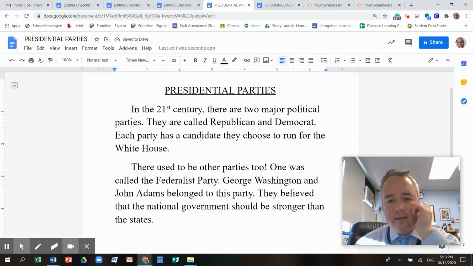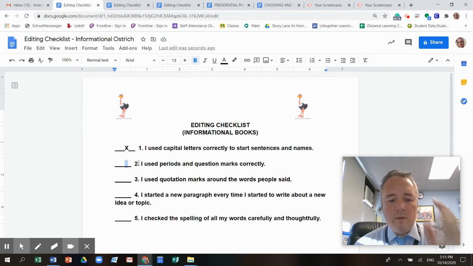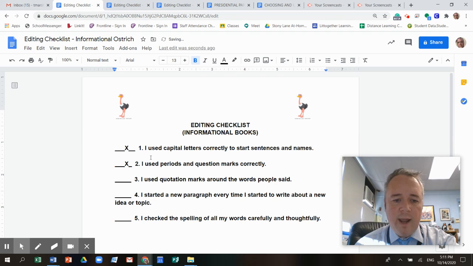Each party has a candidate they choose to run for the White House. There used to be other parties too. One was the Federalist Party. I have period. George Washington and John Adams belong to this party, period. They believe that the national government should be stronger than the states, period. Okay, so every sentence has a period. I'm gonna check one more time because I want to be careful and thoughtful about this. So, candidate, White House, Party 2, Federalist Party. Yep, that's good. So I'm going to put an X here. You can put an X, you can put a check mark, you can put your name, whatever you want, just so you remember that you checked that one.